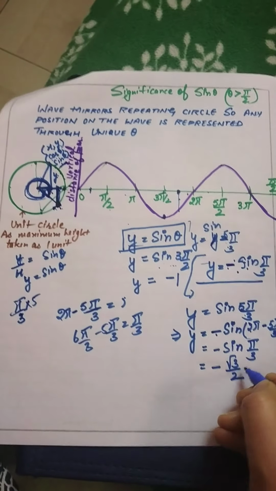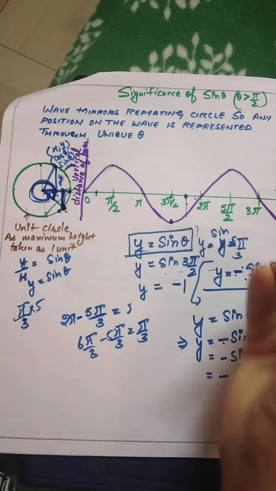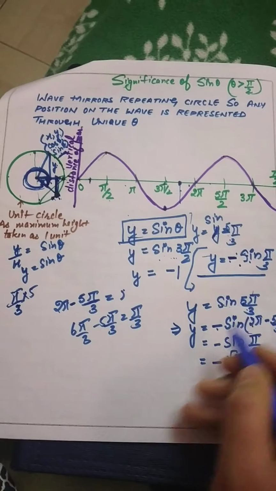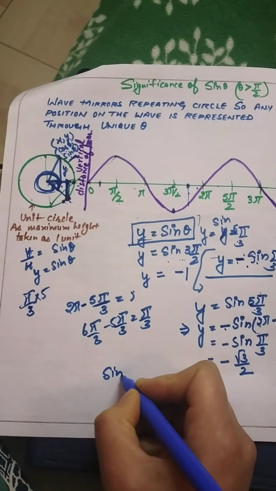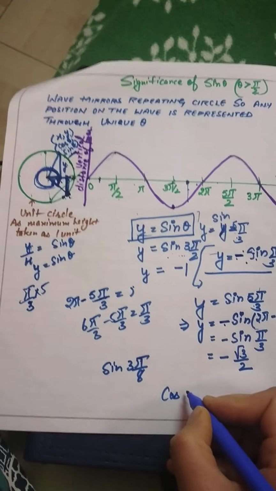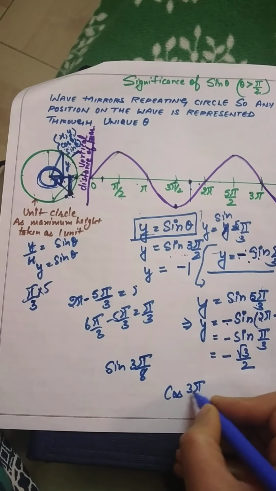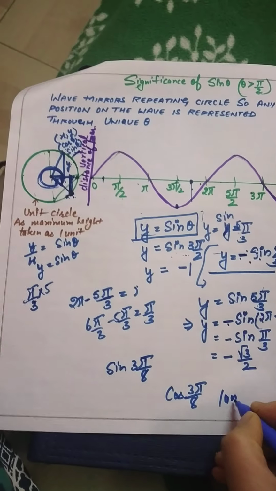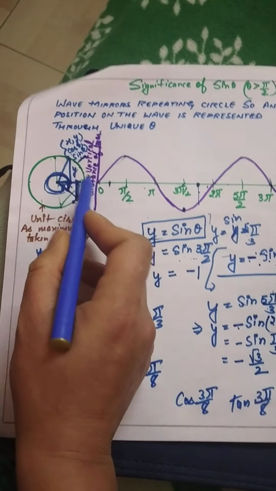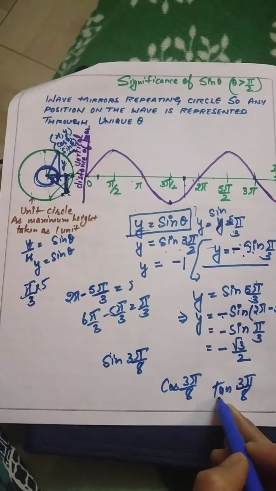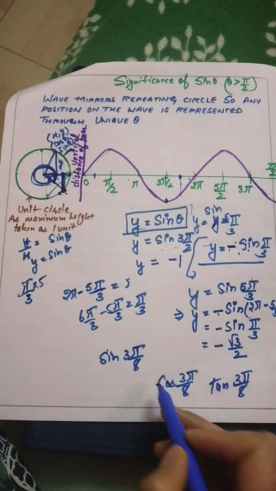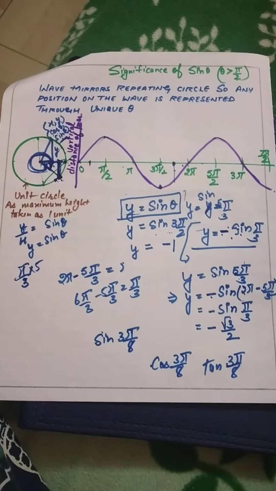So then you can say the value of this is root 3 by 2. So in maths you'll be asked these questions only. What is sine 5 pi by 3? What is sine 3 pi by 8? And they may ask you what is cos 3 pi by 8 and what is tan 3 pi by 8. Okay. So these two can simply be calculated using this circle, and tan can be calculated by the ratio of sine and cos. Okay. I suppose this would help. Thank you.